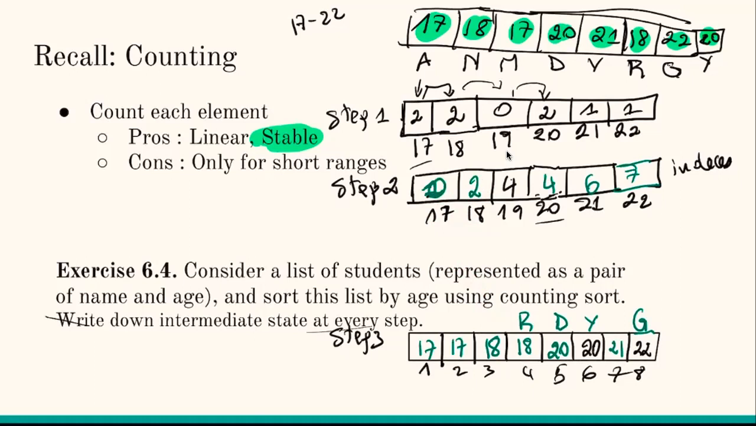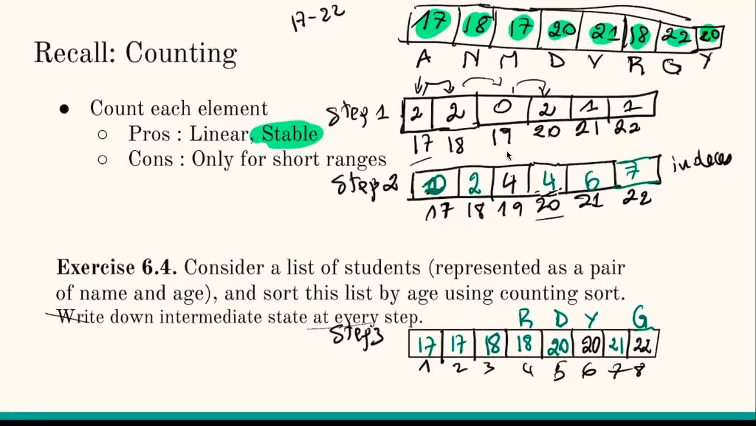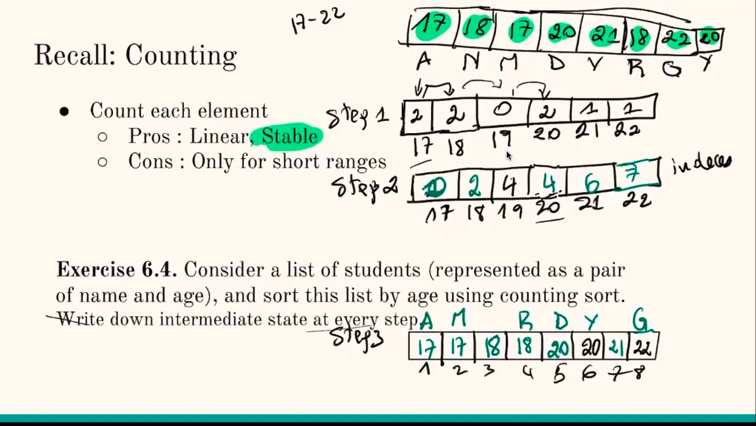Okay, so if you want to recall what are the indices, so this should be M, this should be A. The other 18 is, and the last 20 is. So you can see that it has preserved the order of the names in the output sequence, the names that are having the same value. Does that make sense? So the sorting is stable.